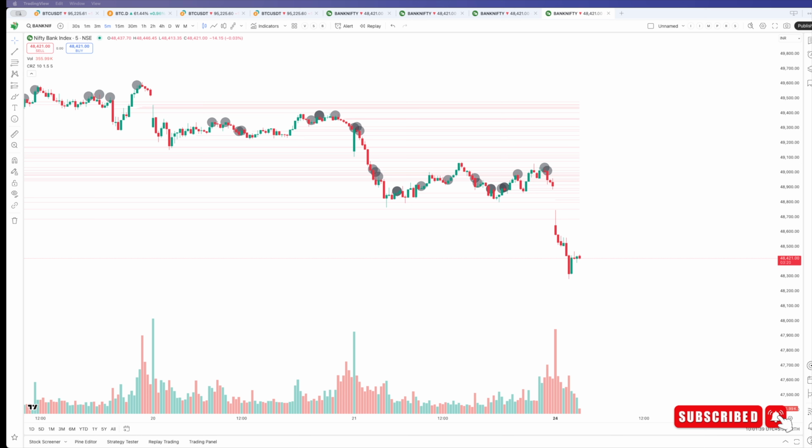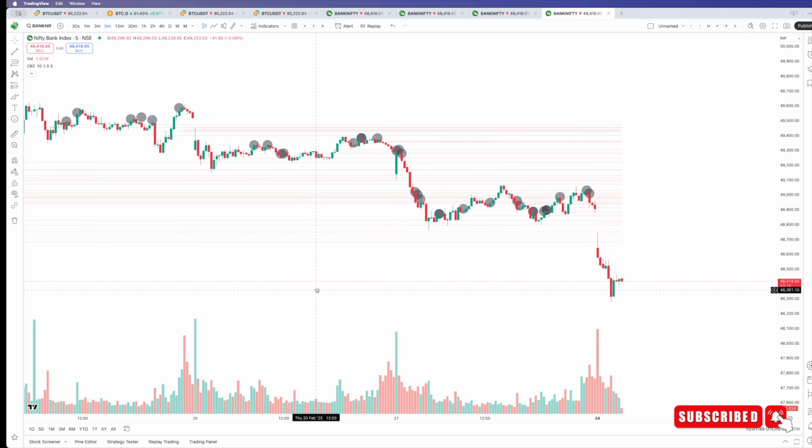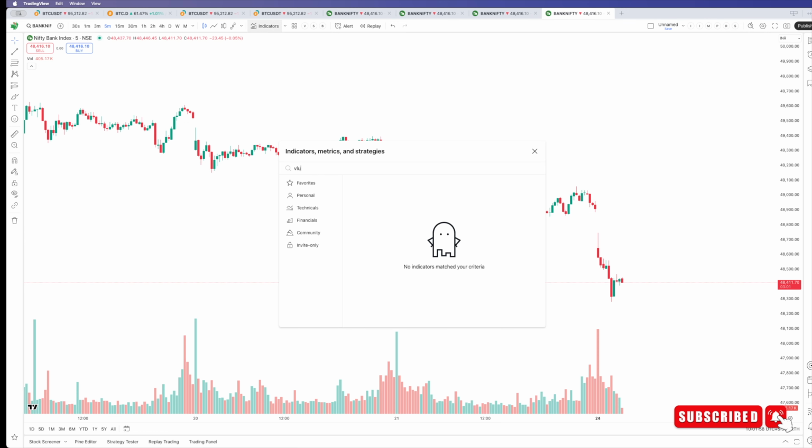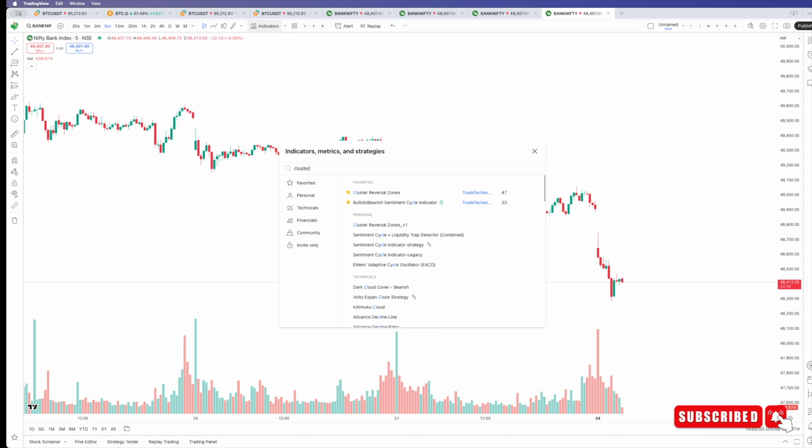Instead of manually marking levels, this indicator automatically detects and highlights them on the chart, as you can see here. So how to add it? Let me just remove it first. You simply search cluster reversal zone. You will find it by Trade Tech Analysis. This is the one.